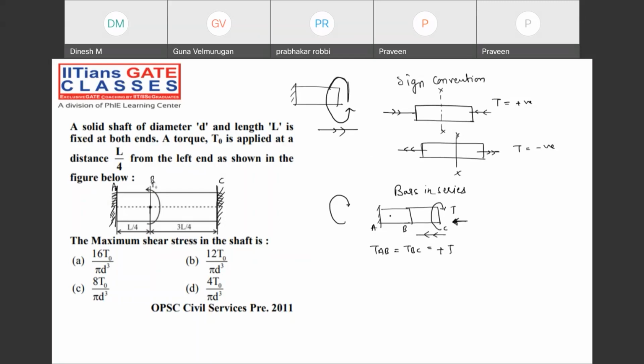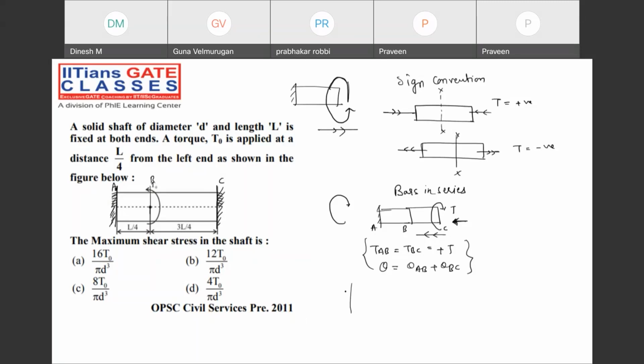Please note down. Now both the shafts will be subjected to the same amount of torque, and the angle of twist will be theta AB plus theta BC. Note down the two conditions, the same as the axial loading condition we have seen, the forces as well as the deflection. Here the deflection will not be axial deflection, it will be angular deflection. That is called the angle of twist.